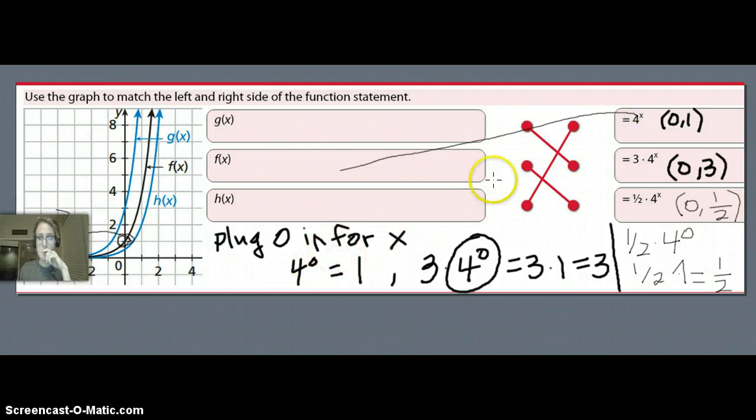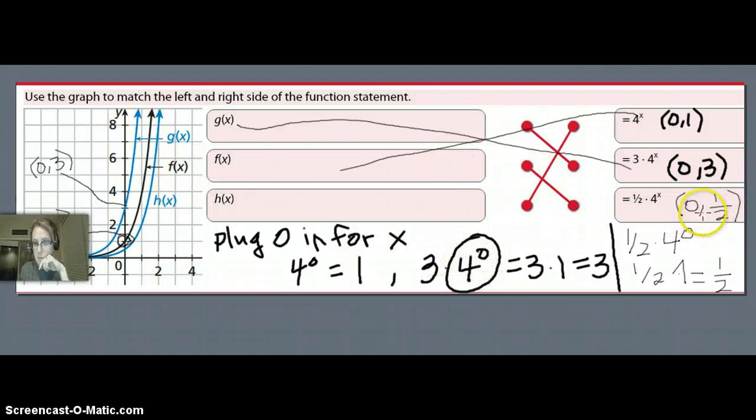Okay? Now we're going to check which of these graphs over here has a point at 0, 3. So if we go over 0 and we go up 3, that point there is 0, 3. And so we know that that corresponds with g of x right here. So this second graph matches our g of x.